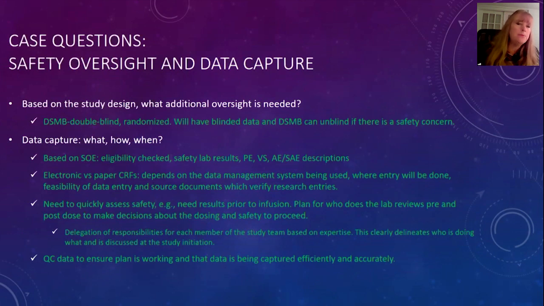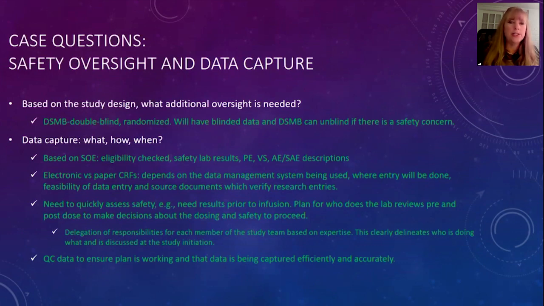Okay, so if safety is an endpoint, how would you quickly assess safety? For example, what results do you need prior to the infusion, and how will they be reviewed to ensure the participant should be dosed? There would need to be a plan described in the protocol for the lab result reviews pre and post dose. For example, perhaps ensuring the liver function tests are within the expected ranges, since the study agent is known to cause mild elevations in these tests. A responsible study member would then review and make a decision about dosing and safety to proceed.